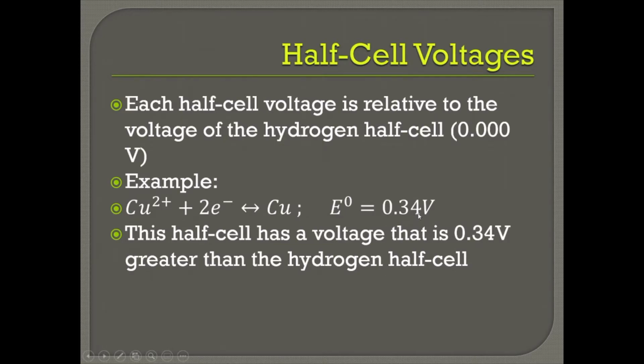To calculate full cell voltages, we simply add the voltages of each half cell.